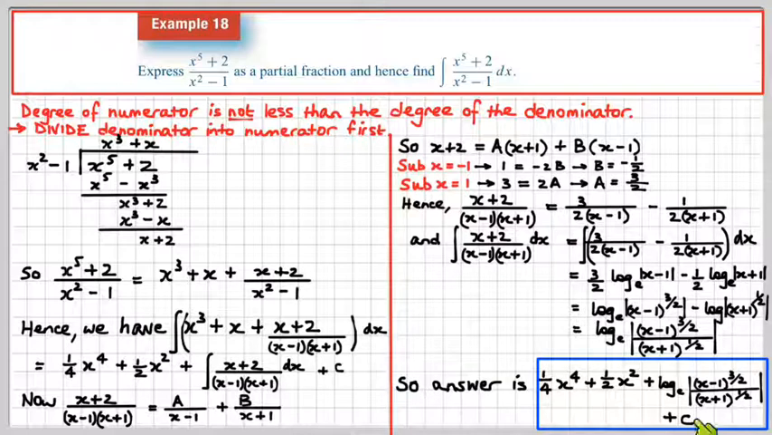Don't forget the C. Don't forget the C. Or, actually, if they just ask you for an antiderivative, you can leave out the C. But if they ask you for the antiderivative, you better put that C in, otherwise they'll take your mark off you. You will lose the answer mark, okay? I know, it's very serious, so don't do it.